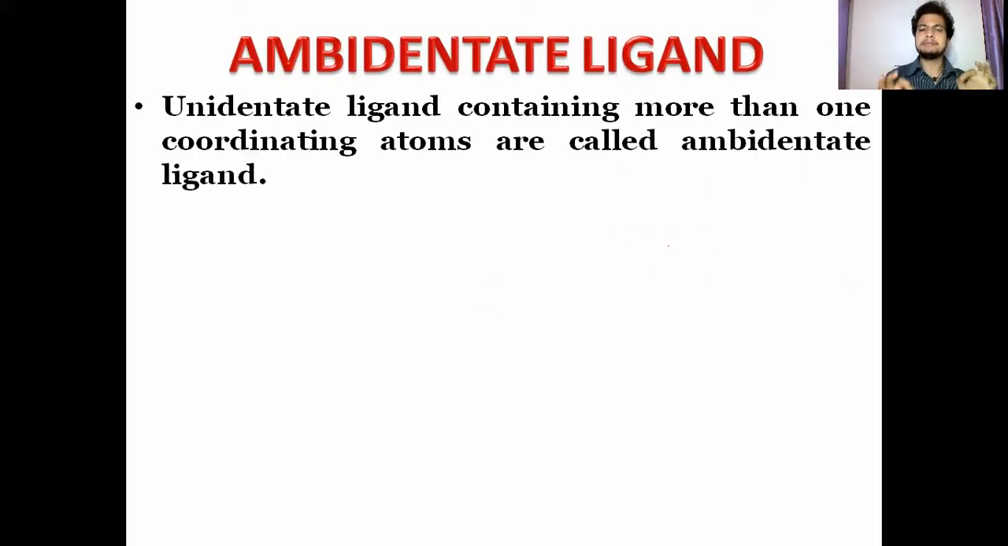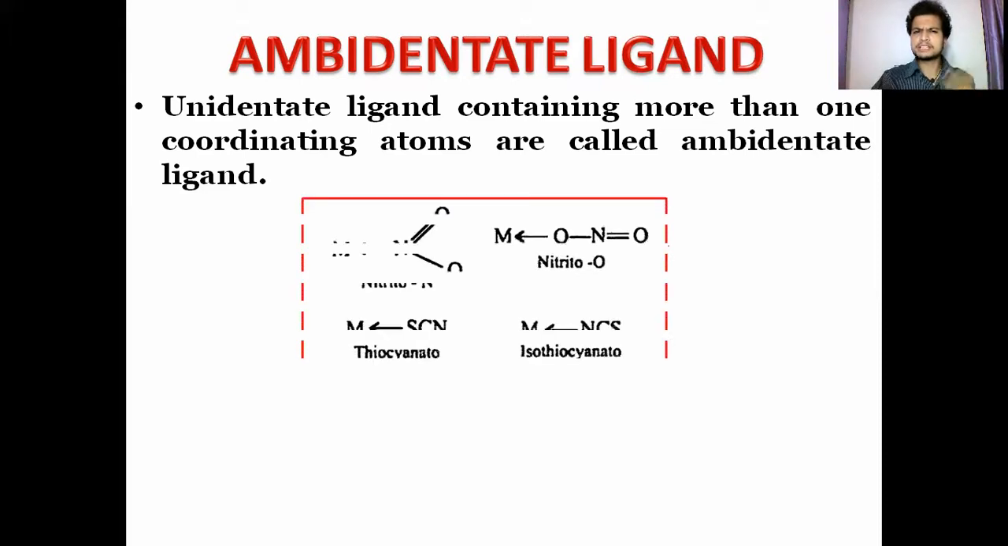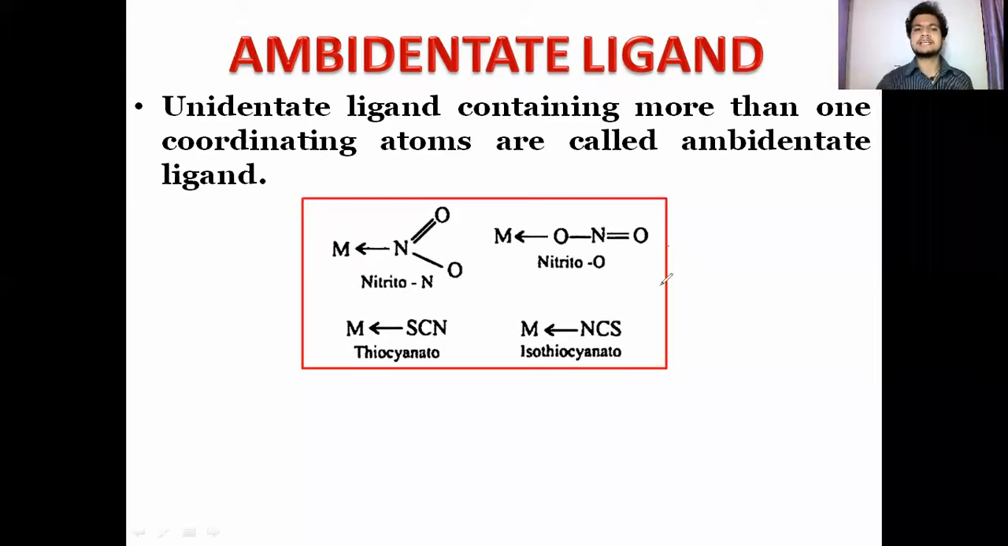Always remember, be clear, ambidentate ligands are unidentate ligands, but having more than one coordinating site. They are not didentate, they are not tridentate ligands. They are unidentate. They form only one bond, but have more than one site to form that one bond. For example, you can see on the screen, the first one we are taking is the nitrito-N and nitrito-O, which we are writing.